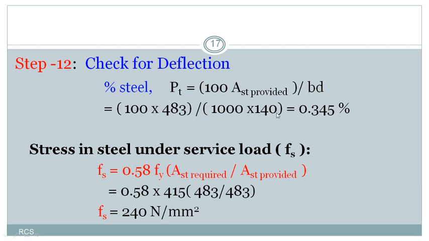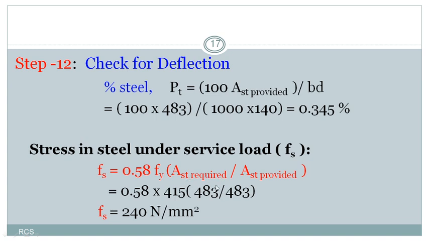Now if I calculate, the percentage of steel obtained is 0.345 percent. And we have to calculate the stress in steel under service load using this formula: fs equals 0.58 fy into Ast required by Ast provided.